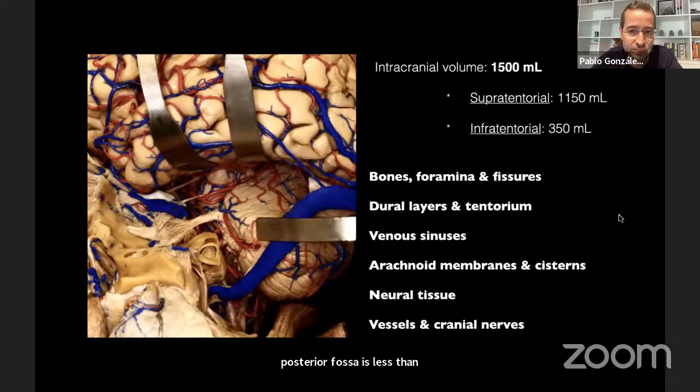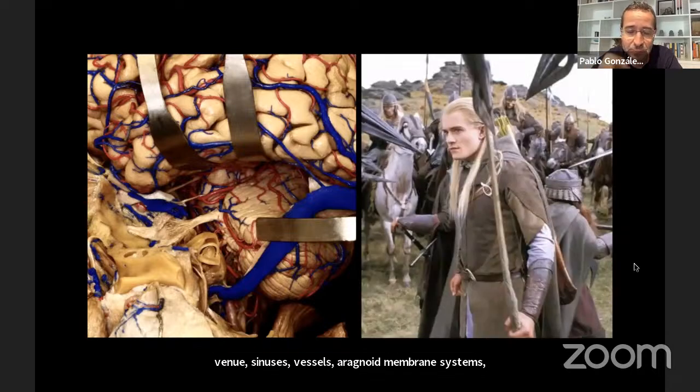So it's a very small structure in which we have very important bones, foramina, fissures, layers, dura, venous sinuses, vessels, arachnoid membranes, cisterns, important neural tissue, and more importantly, vessels and cranial nerves. So we could say that it's a very narrow area in which we have to deal mainly with benign lesions.